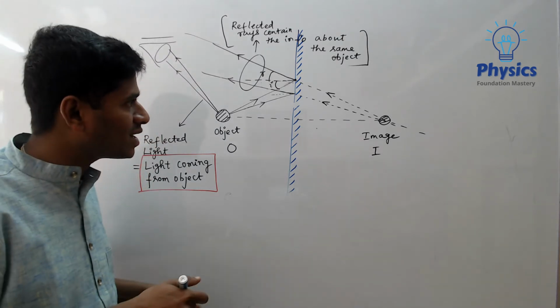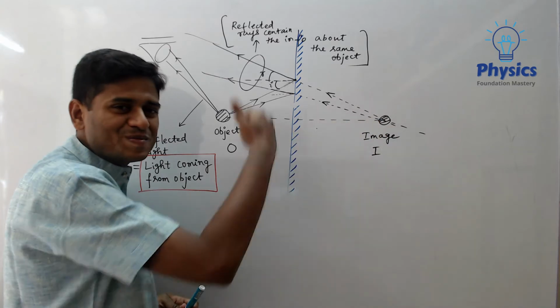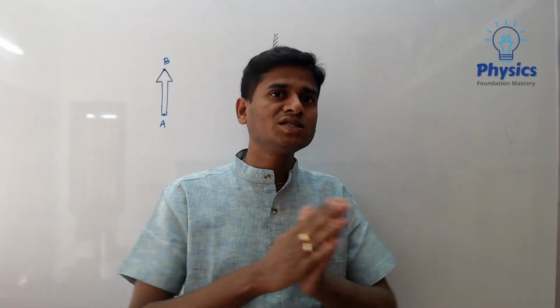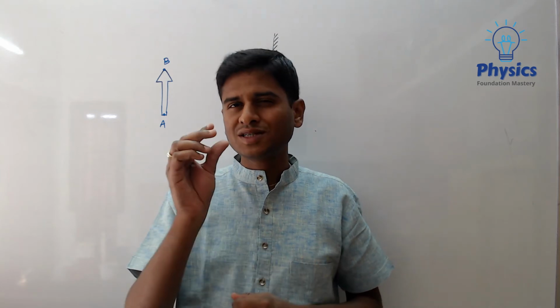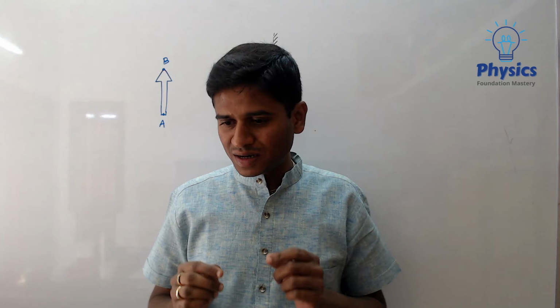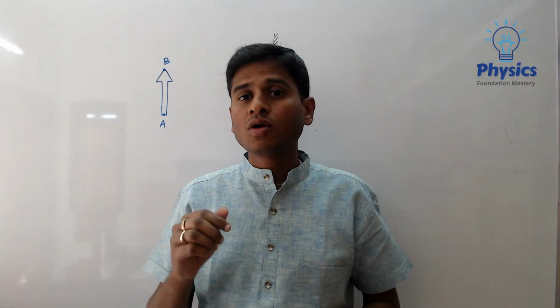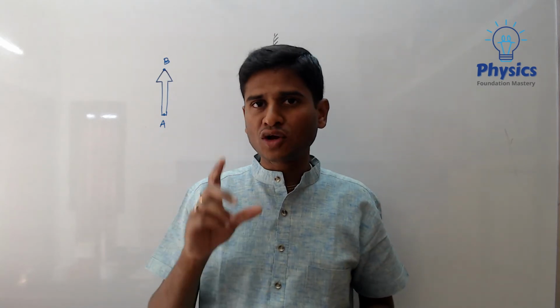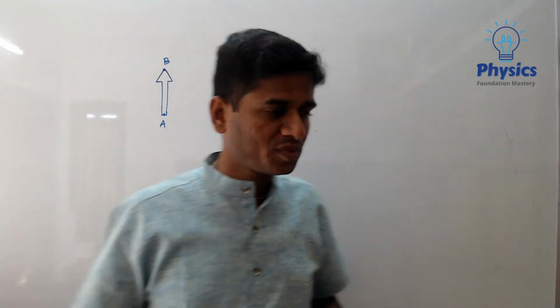So this is how I see an image behind the mirror. We have seen how an image is formed of a small ball, we can say a point object. Now we are going to see how an image is formed of an extended object. An extended object is an object with finite size.